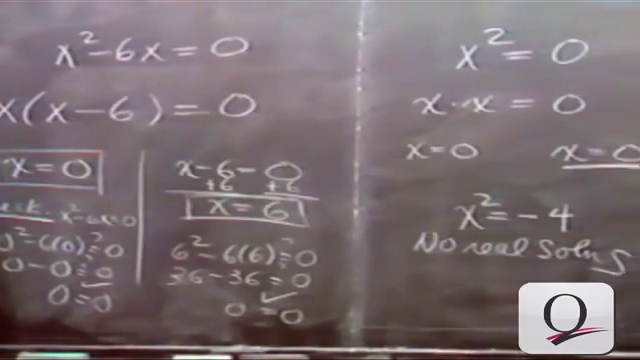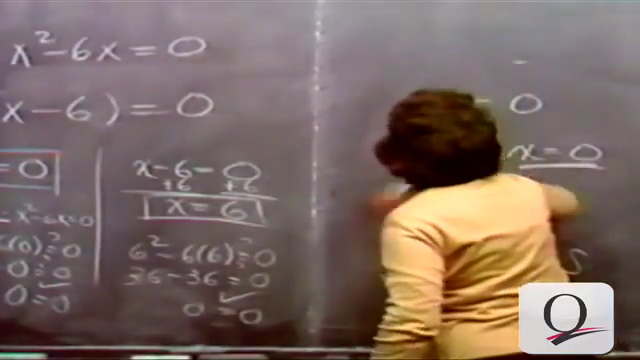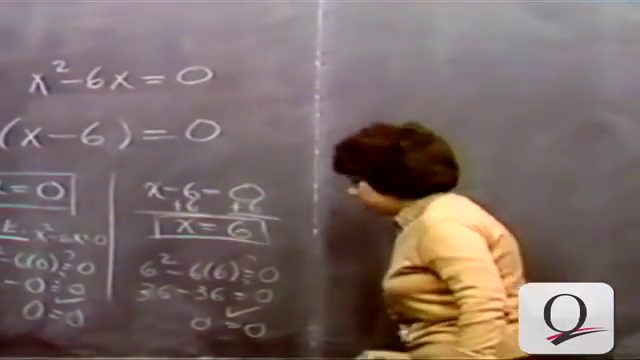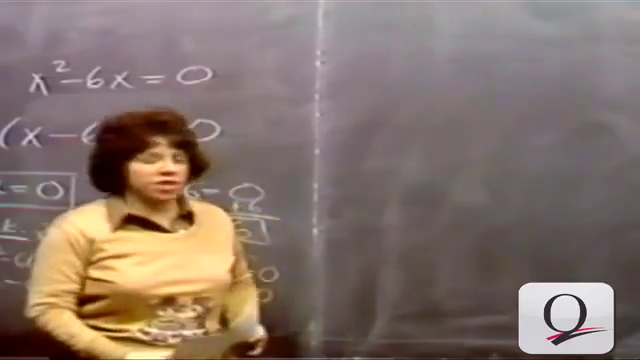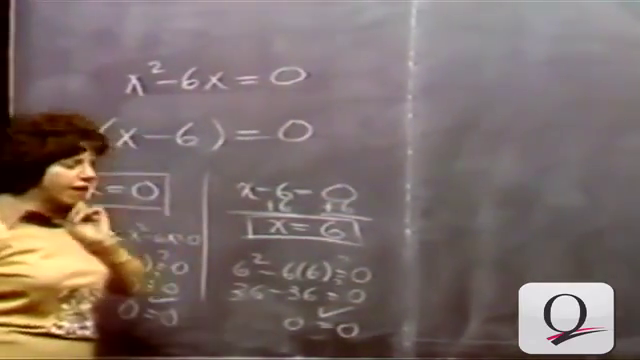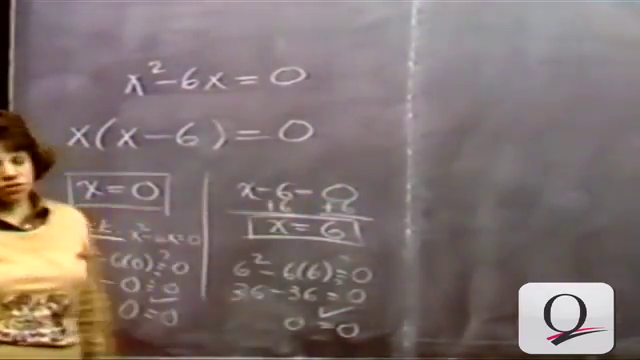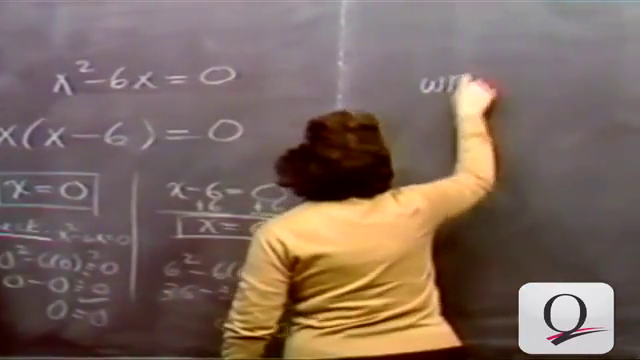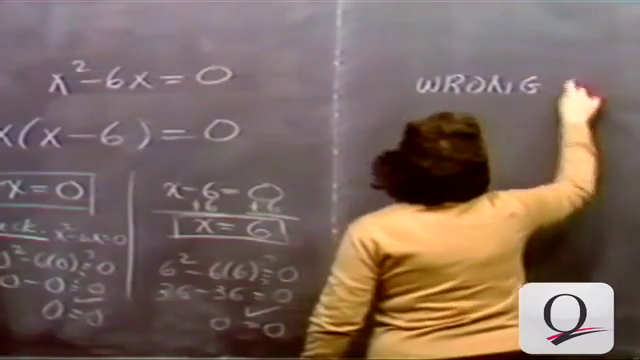Okay, I want to look at this problem that we just handled before. I want to look at it again. I want to show you the wrong way to solve this. Okay, x squared minus 6x equals 0. You've seen the correct way. You factor, and you set each factor equal to 0. Okay, the wrong way to do this, and a lot of students like the wrong way.